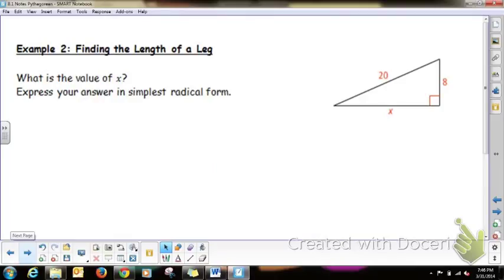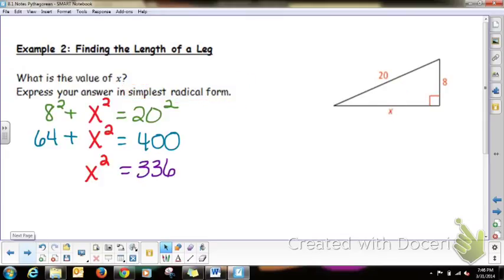So now we're going to find the length of a leg. And again, I believe you already know how to do this. We want to find the value of x. X in this case is the length of this longer leg of this right triangle. The hypotenuse is 20 and the shorter leg is 8. Take a moment and write your equation using the Pythagorean Theorem. We're going to leave this one in simplest radical form, so you know already that this is not going to be a perfect square. Take a minute, set this up.